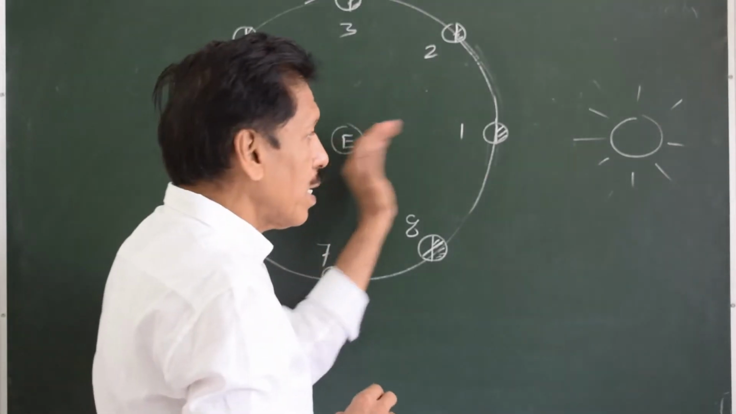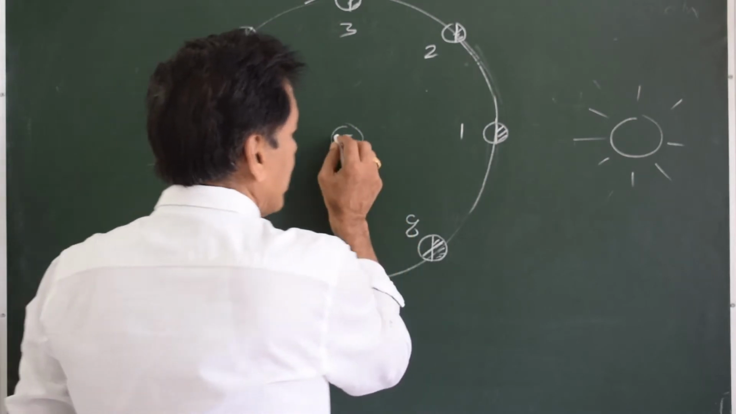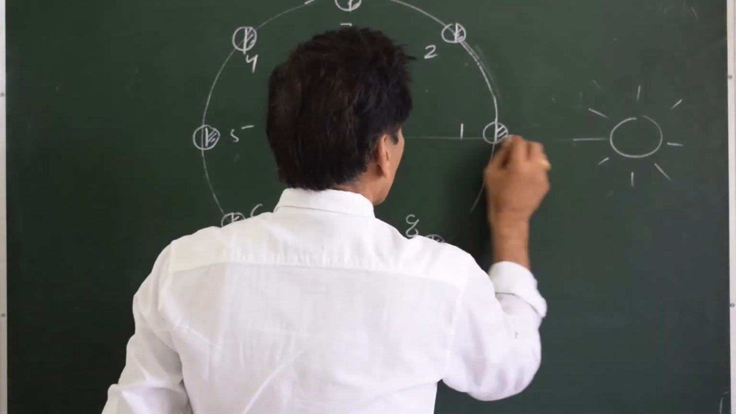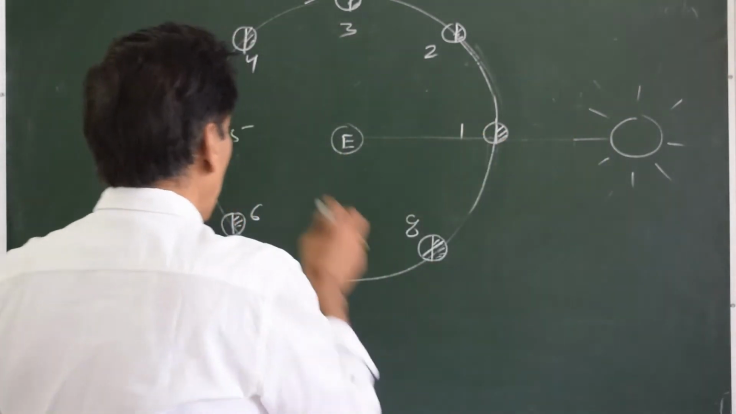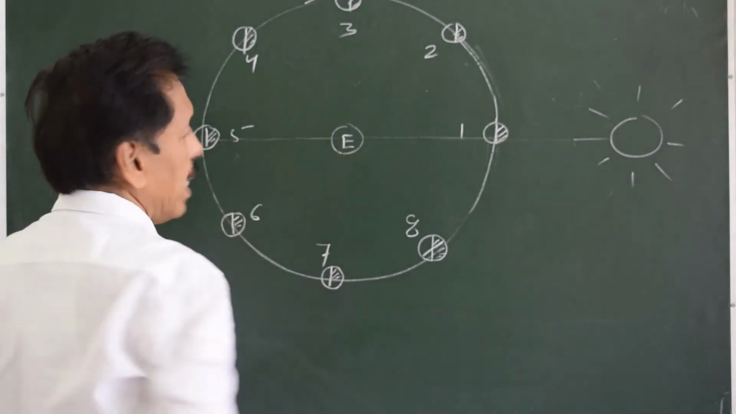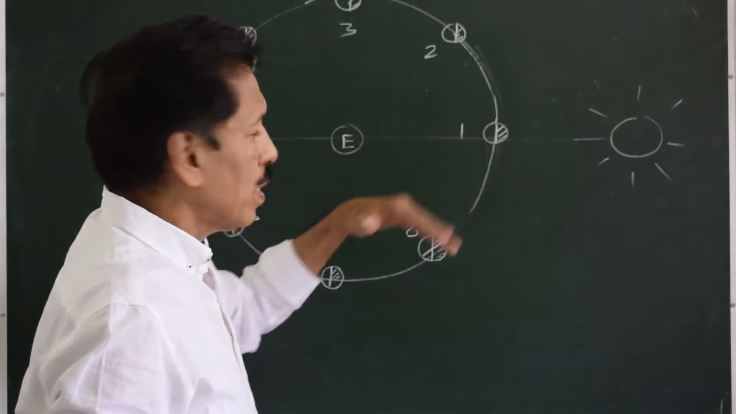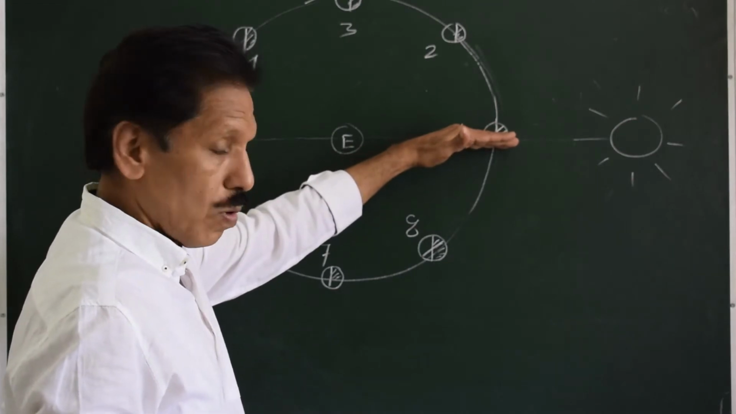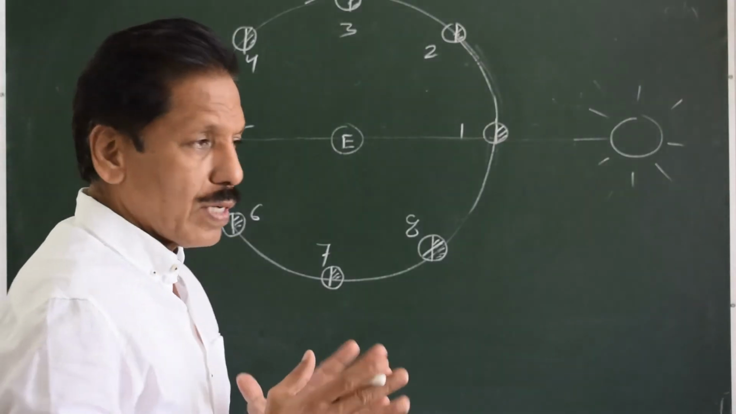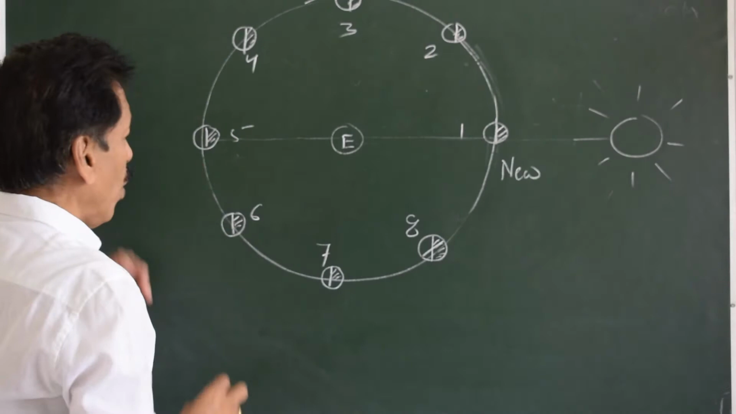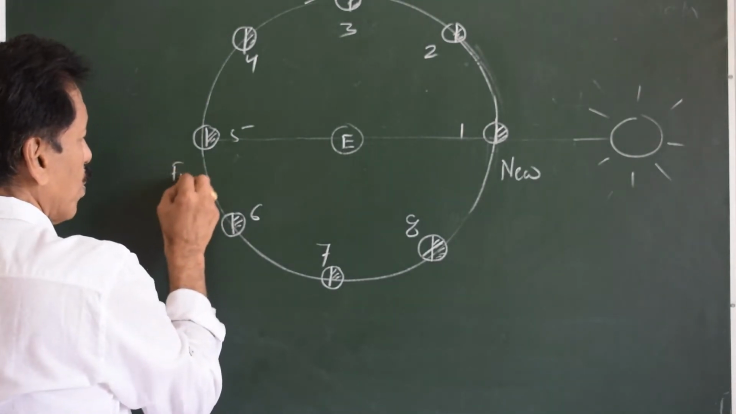Now, Earth being here and sun being here, I can say that the moon is at 0 elongation over here, and the elongation of the moon is 180 degrees here. 0 degree elongation is called conjunction. 180 degrees elongation is called opposition. The opposition is also called full moon.